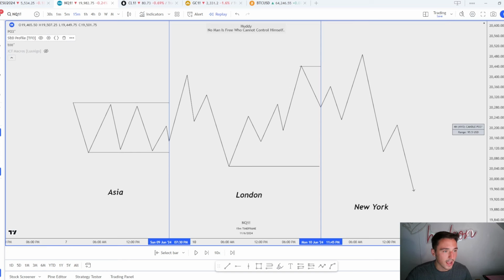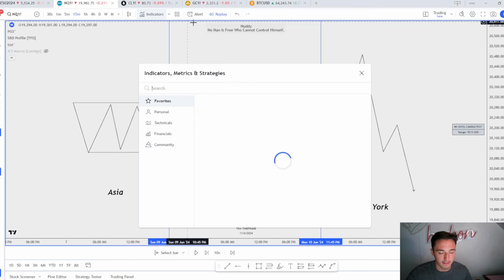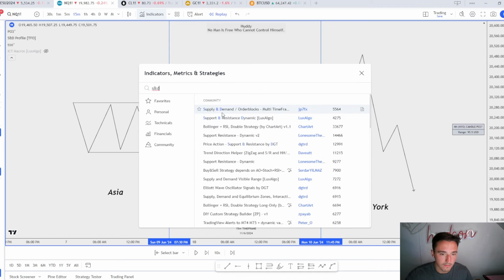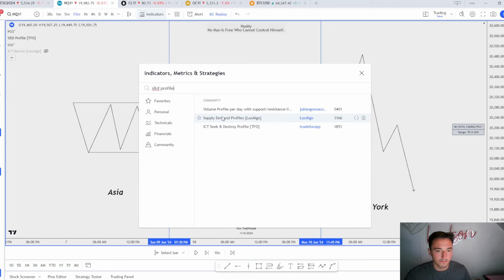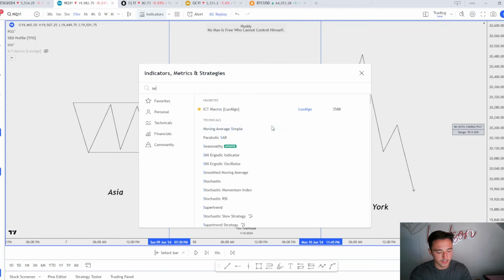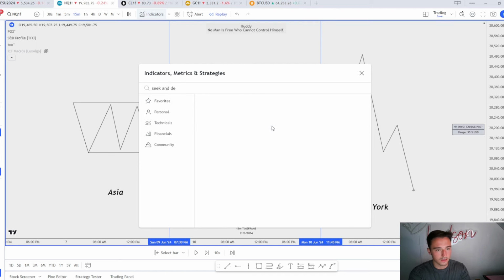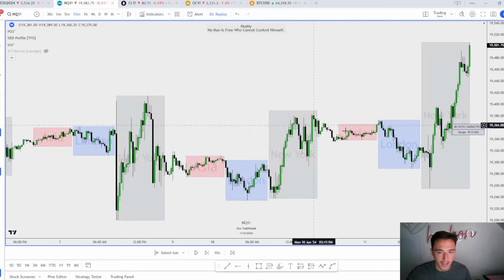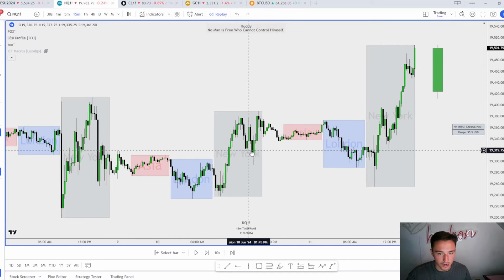Now, if you don't have the indicator, it's right here, S&D profile. I don't know if I have it favorited. I don't know what the indicator is. Seek and Destroy, yeah, I don't know. You'll have to find this. Seek and Destroy profile. Use that so you can get these boxes which separates London, Asia, and New York.